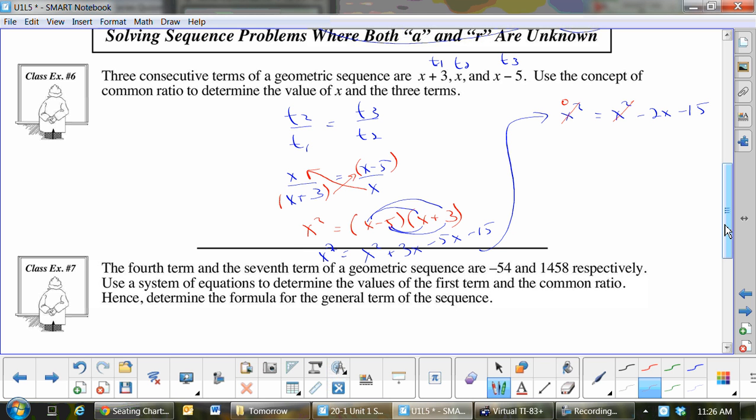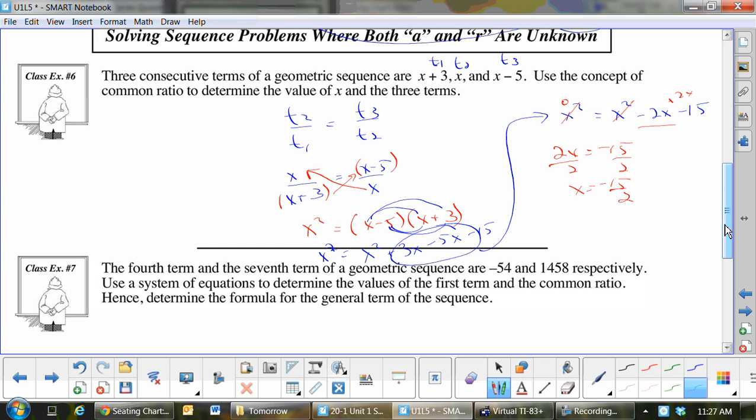Now, I want to get variables on one side and numbers on the other. So I want to get rid of this negative 2x. I don't want it on that side. So I will add 2x to both sides. So I will have 2x equals negative 15. Divide by 2. x equals negative 15 over 2. Now, what? Negative 2x? Because you get 3x minus 5x. Okay, now x equals negative 15 over 2.